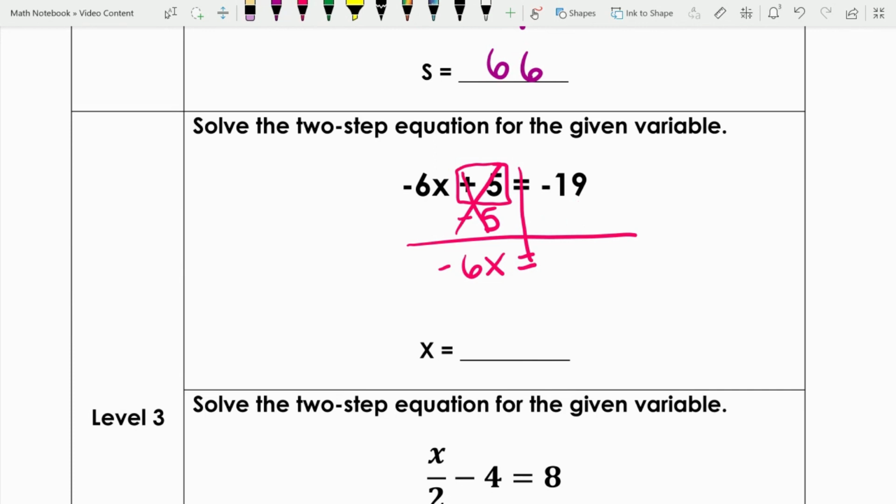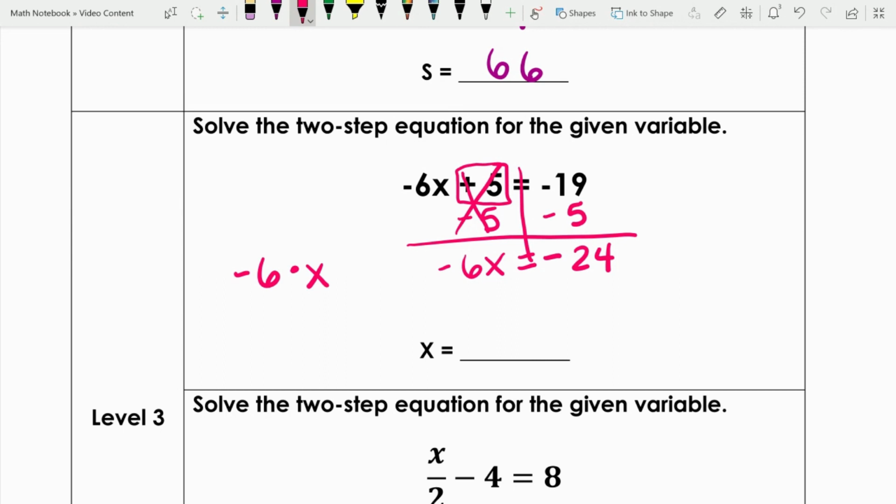If you need to write it next to it so you can visibly see that it's negative 19 minus 5, you can do that too. Either way is fine. But negative 19 minus 5, you should get a negative 24. So that first step is finished. So now we have negative 6x. Negative 6x means negative 6 times x.